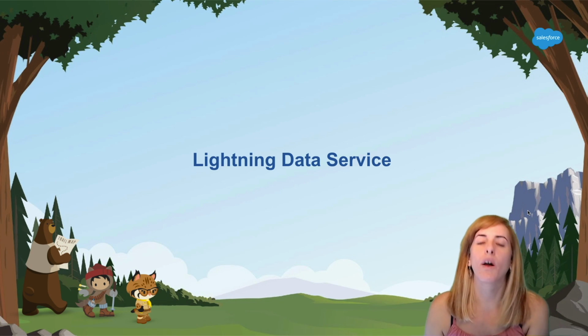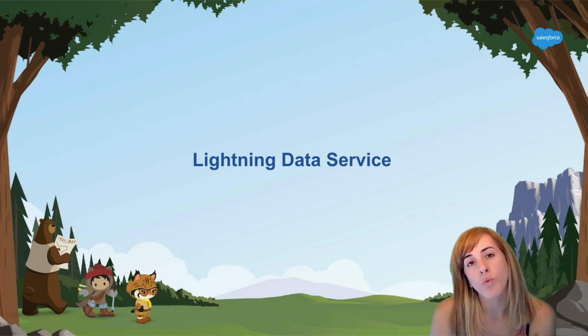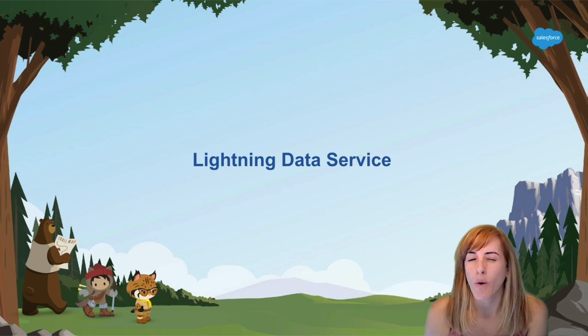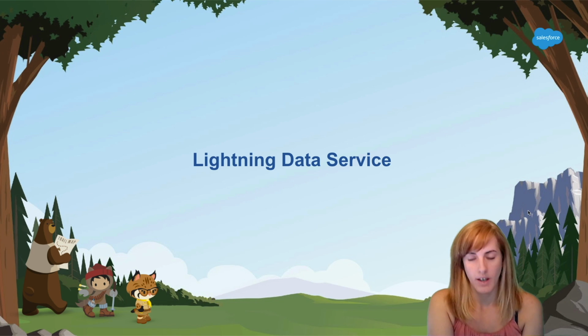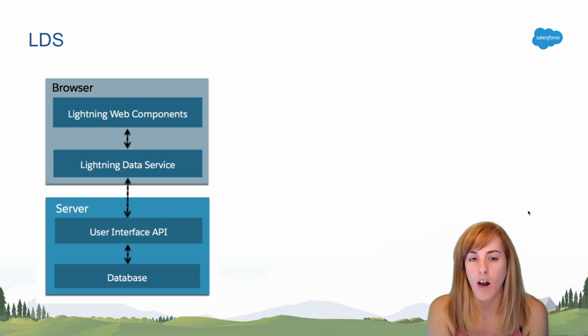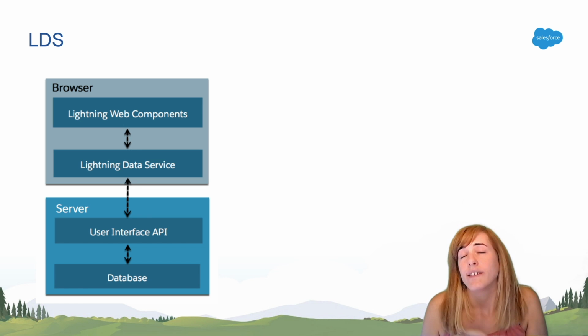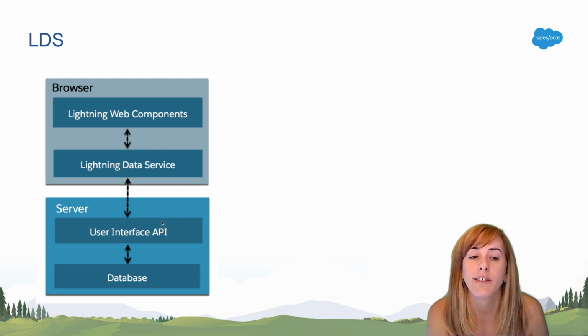Okay, so the first thing I want to talk about is the Lightning Data Service. The Lightning Data Service is a service that we have created and that allows you to read, create, update, and delete data. It is created in a very smart way and it's super easy to use. So I recommend you to learn very well how it works and how to use it. The Lightning Data Service contains a set of functions that you can use in JavaScript and that hit some endpoints that are part of the user interface API.